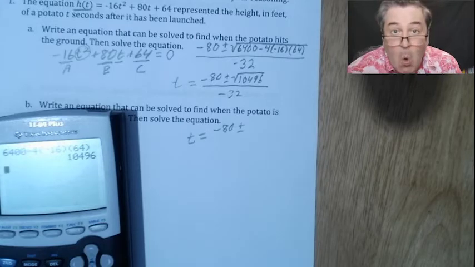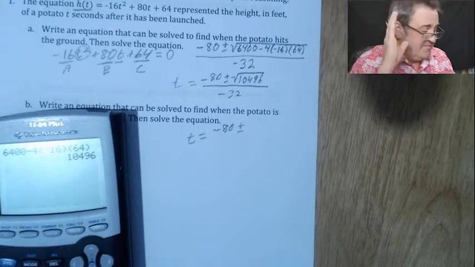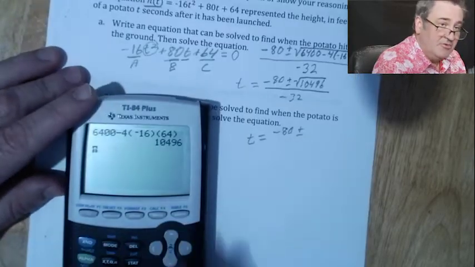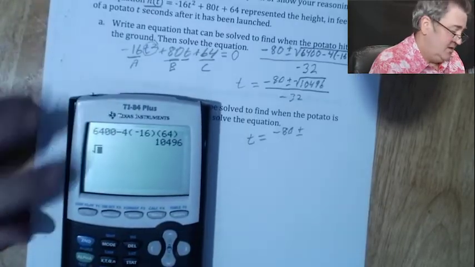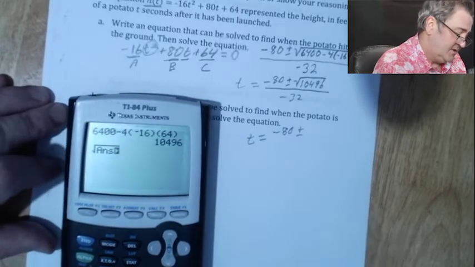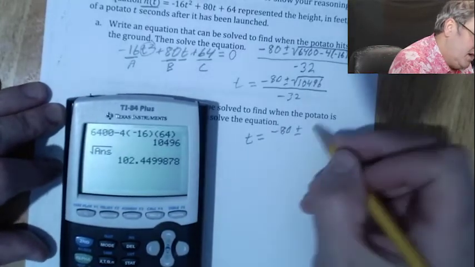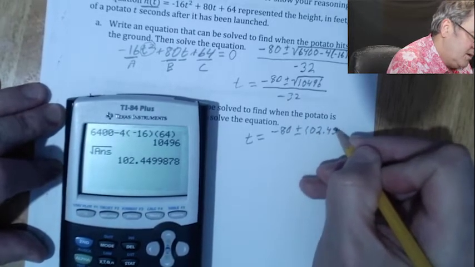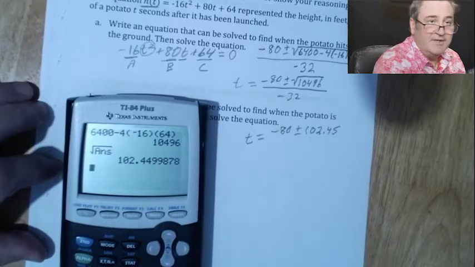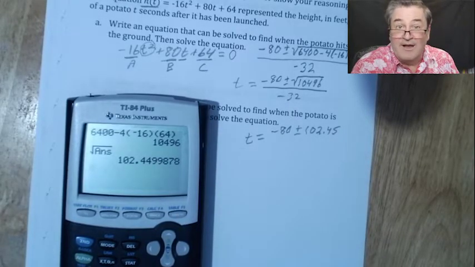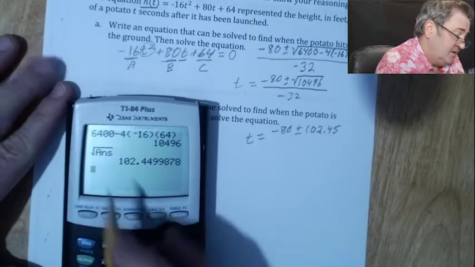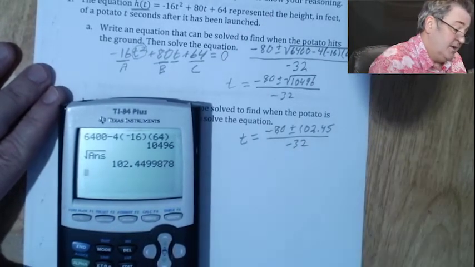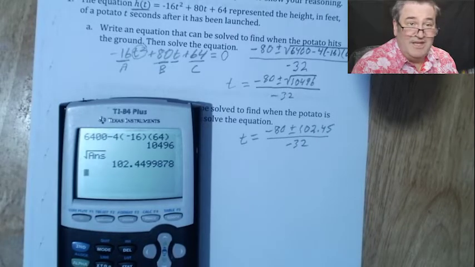What's that? Quick, come on. What? I don't even have that memorized. That's not going to be a nice number anyway, I'm sure. Let's see, the square root of the answer, the 10,496. It is 102 point, we'll go 2 decimals, round it up to 5 because that's a 9 there. So 102.45 approximately, not exactly, but it'll be close enough to get what we need. Okay, so negative 80 plus or minus 102.45.